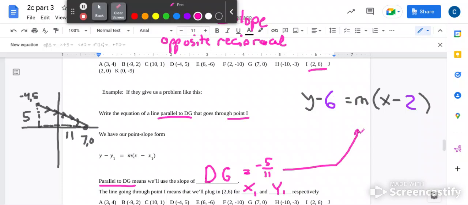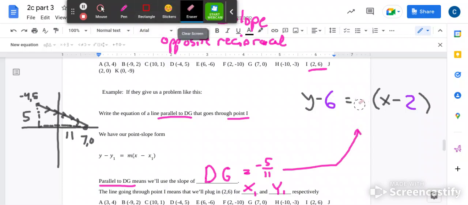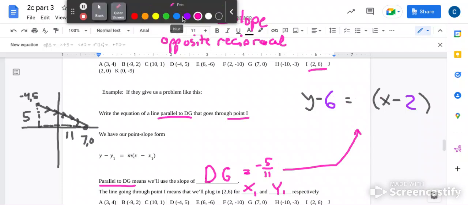So that'll go in for our m. And there's the equation of the line. You don't have to do anything after that. So parallel to DG that goes through point I means the slope of DG. Since it goes through point I, we're going to use I, which is 2, 6, for our x1 and y1.